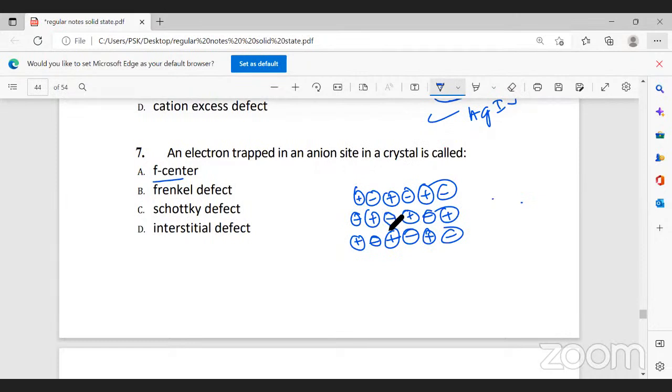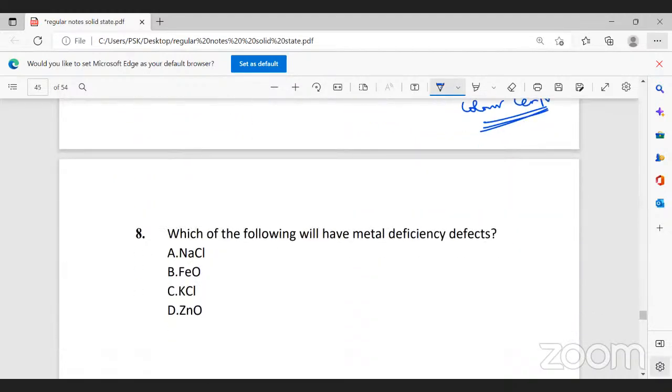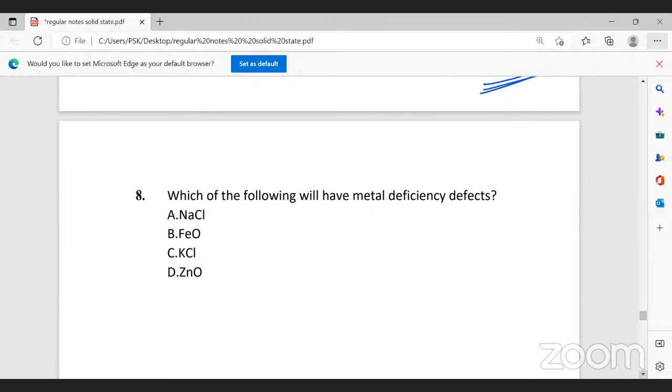So this electron on heating can get excited. It can absorb the visible radiation, and then it can give a complementary color. So this is called as F center. This F center is also called as color center. It shows color. Metals show color due to the presence of an electron in the anionic site. So it's called as F center. Next, which of the following will have metal deficiency defect?